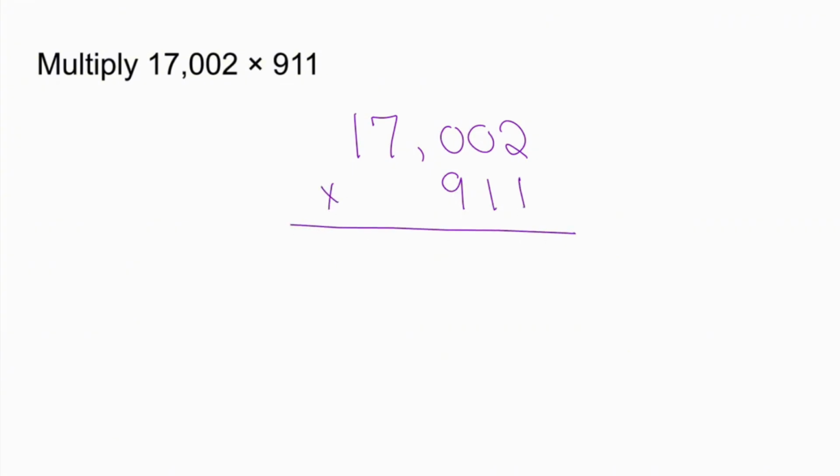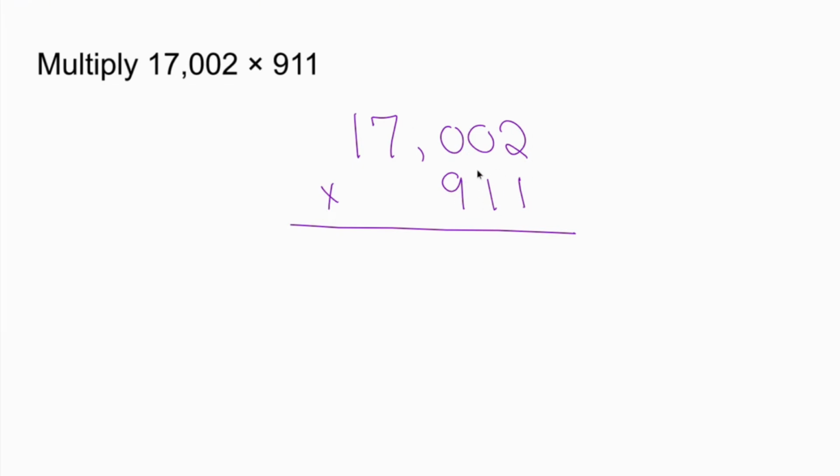Multiply 17,002 times 911. So I'm going to set this up using the regular old algorithm. Always put your number on the top. It's just easier that way, in my opinion. So we're going to do 17,002 times 911, just like that. Now this is a 5-digit number times a 3-digit number.